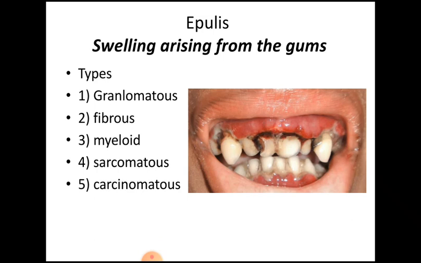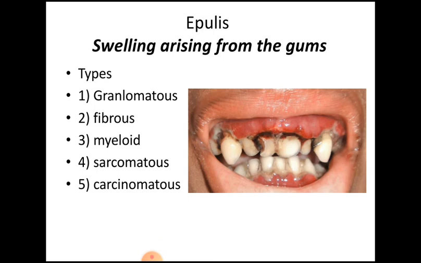The second type of epulis is the myeloid epulis. The myeloid epulis is the osteoclastoma of the gum, arising from the bone. It occurs mainly in the lower jaw, a painless lobulated sessile mass that causes wide separation and loosening of the teeth. Unlike the fibrous epulis, which doesn't cause wide separation, myeloid epulis causes wide separation and may lose the teeth.